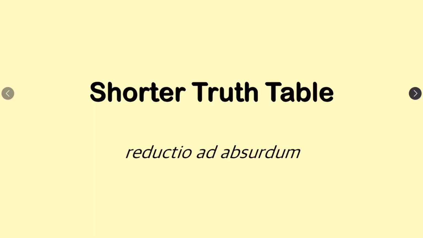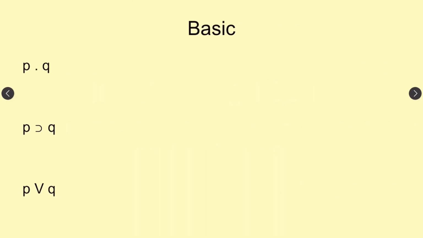Today in this video we are going to discuss how to check the validity of an argument by using the shorter truth table method. This method is also known as reductio ad absurdum. Let's start with some basic things which you should know before starting with the shorter truth table.